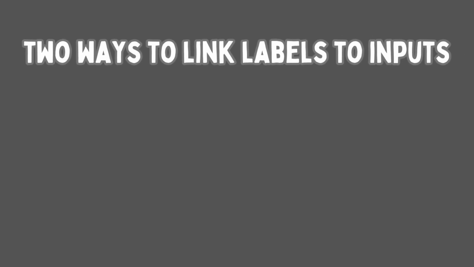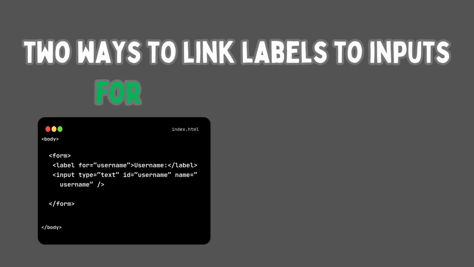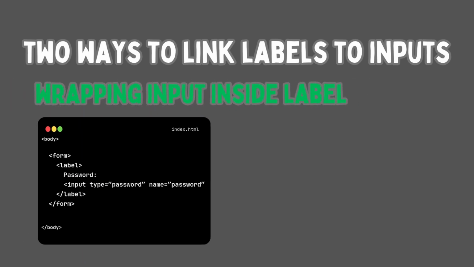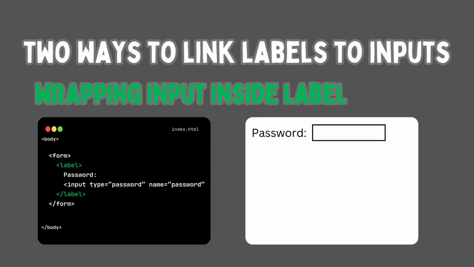There are two main ways to link a label to an input field. You can link a label to an input by using the for attribute. The value of the for attribute should match the ID of the input element. In this example, clicking on the username label will focus on the text input field. Another way is to wrap the input element directly inside the label. This method doesn't require the for attribute. Here, clicking on the password label will focus on the input field inside it.